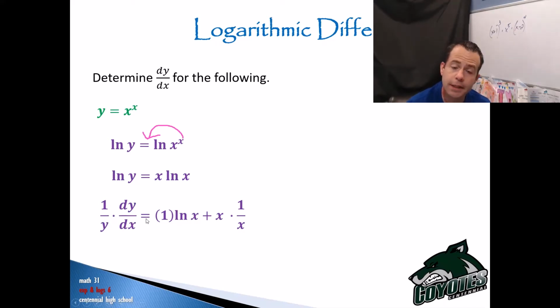I want dy over dx all by itself. So the other thing I want to do here is multiply both sides by y. That will get rid of my division by y over here.